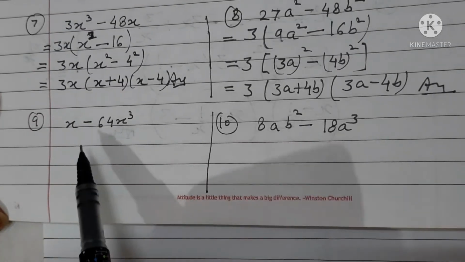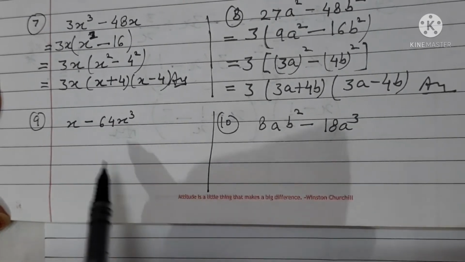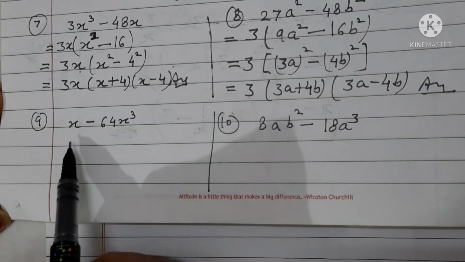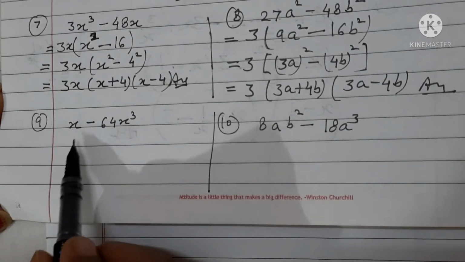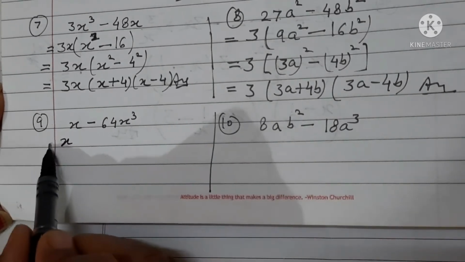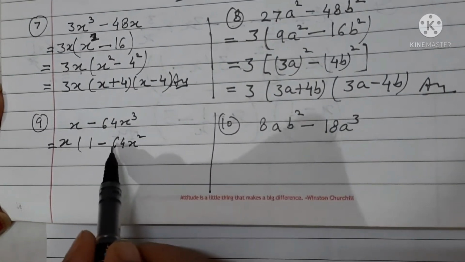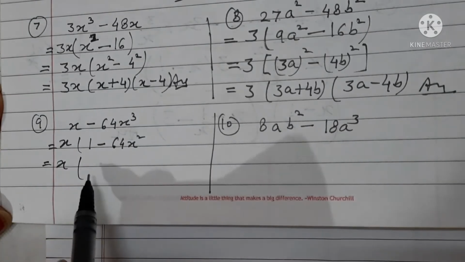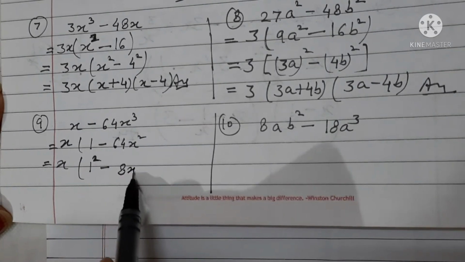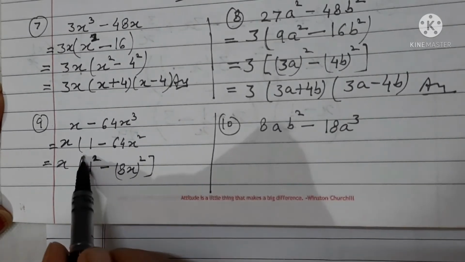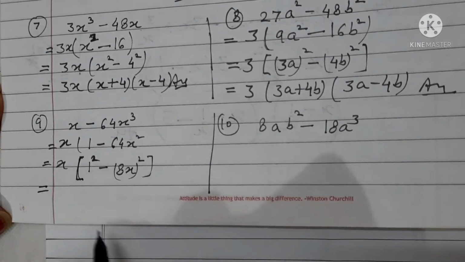See question number 9: x minus 64x cube. So what should be your first step? The first step is, if any factor is common in each term, take out the common factor. Here x is common, so taking out x, and in the bracket 1 minus 64x square. You can write 1 as 1 square and 64 as the square of 8, so 8x whole square, and use the identity a minus b, a plus b. Solve and check the answer.